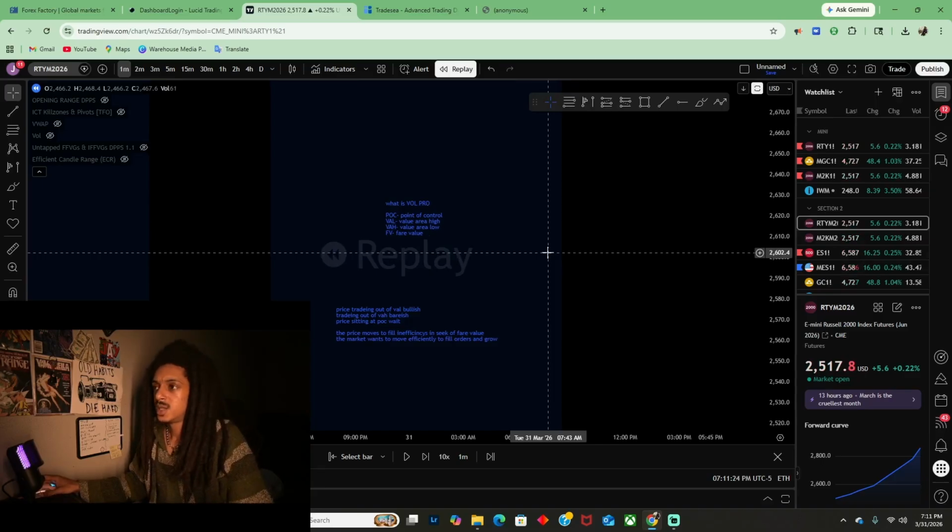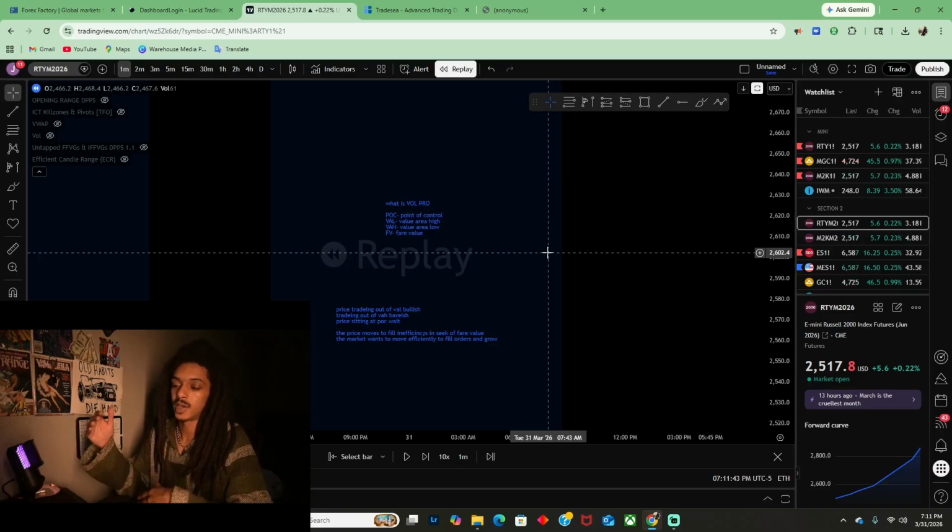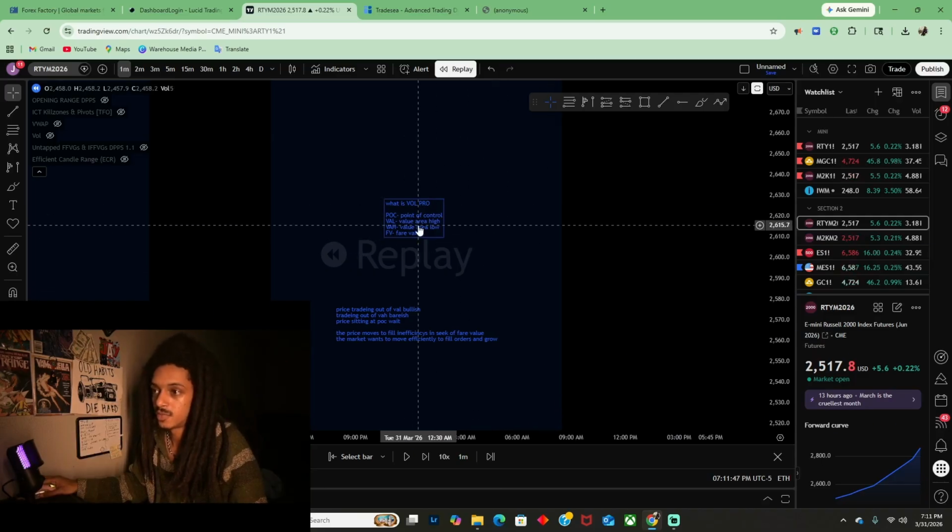You can almost think of it similar to how people use a fib, but instead of it just being random arbitrary lines, it takes all of the data within that range, finds the most transacted price, and then shows you a range, which is your fair value. It shows you your value area high, your point of control, and your value area low. Really quick, it consists of those four things: 3 levels that show you 4 things.